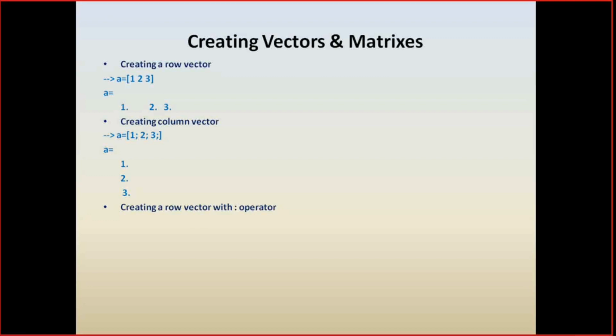Here we can form a row vector with the colon operator. a is equal to 1:5. Now you will be obtaining a vector a with values 1, 2, 3, 4, 5, which are the incremental values of 1 from 1 to 5. Similarly, you can increment the values of the vector by 2, for which a is equal to 1:2:7, in which the initial value is 1 and it is incremented by 2, that is 3, 5, 7.